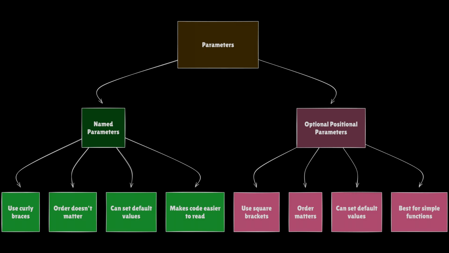For optional positional parameters, again we have 4 key points. First, we use square brackets. Second, order is very important in optional positional parameters. Third, we can set default values. And fourth, they are suitable for simple functions. And there you have it, a clear overview between named and optional positional parameters in Dart.